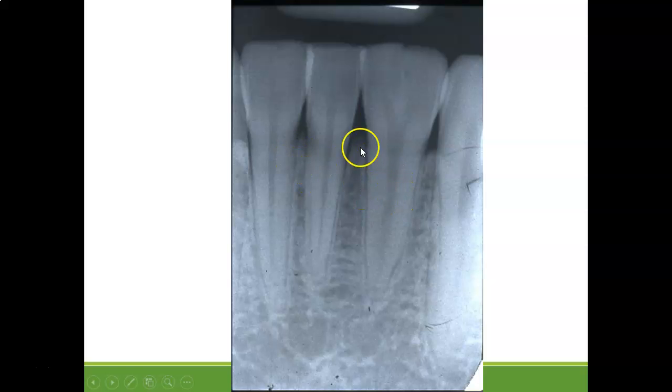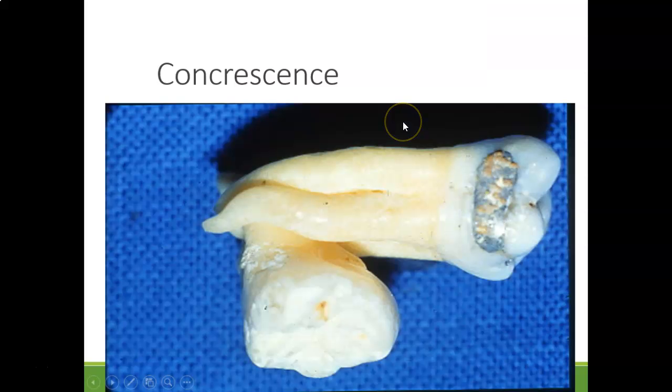And then here we have another example of fusion. From canine to canine, we just have 3 incisors, and this one's bigger. So that's an example of fusion.